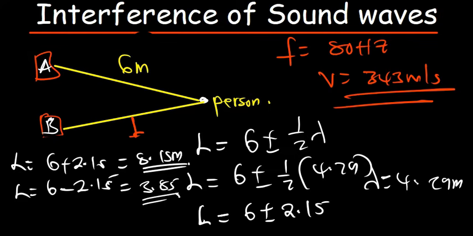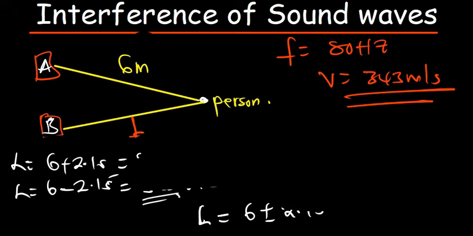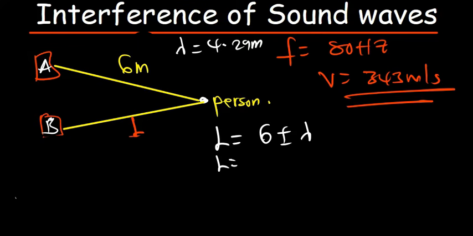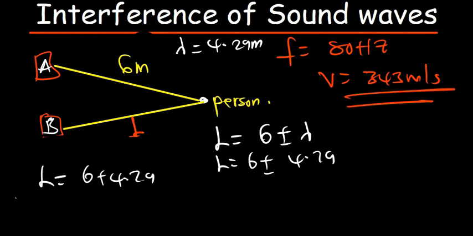Now, what about constructive interference? What must be L for a constructive interference to occur? Remember, our lambda was 343 divided by 80, which is 4.29 meters. So for a constructive interference to occur, the original length must differ by plus or minus a wavelength, meaning L will be equal to 6 plus or minus lambda, 4.29. So L should be 6 plus 4.29, or L should be 6 minus 4.29.